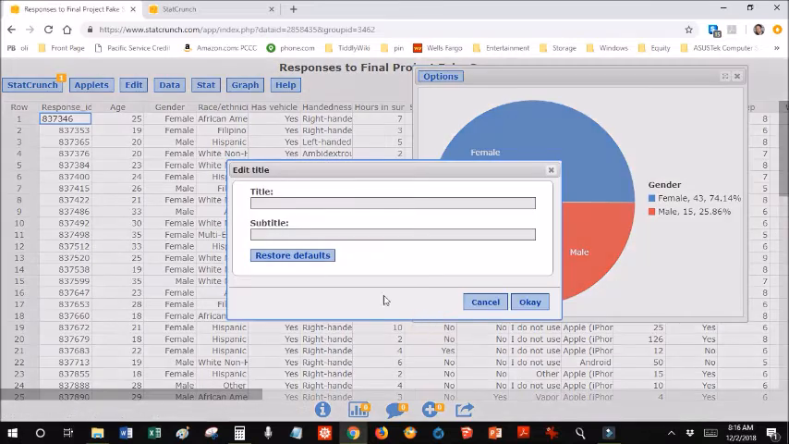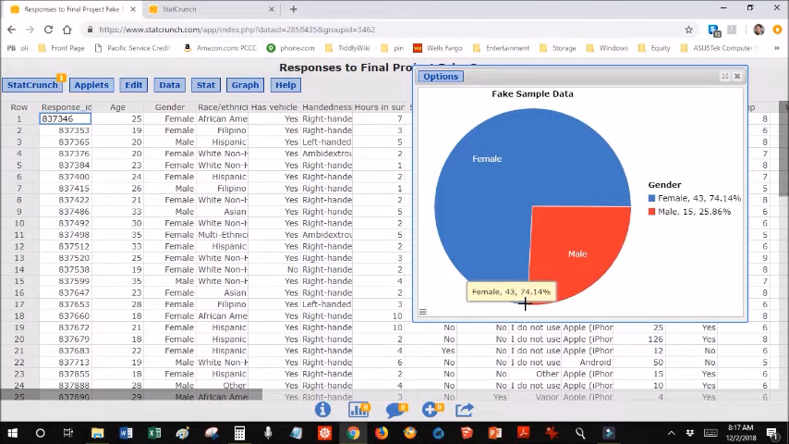I'm going to put a title on this. This is my sample data, but this is actually fake sample data. It's not the real sample. And I have 74% female. From the 2017 LMC Quick Facts, the population should be 54% female. So this suggests to me that my sample does not match the LMC population.